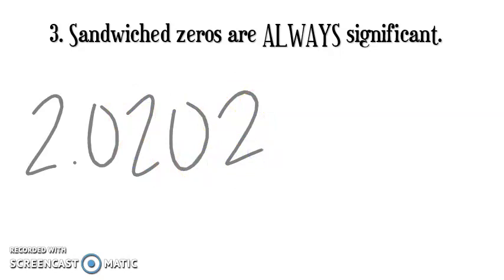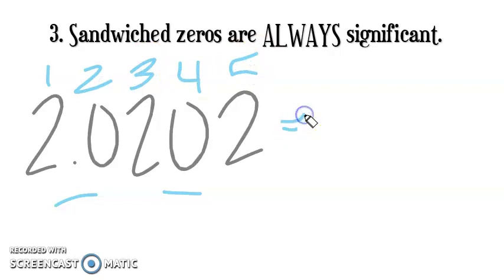Okay. If I had the number 2.0202, again, these zeros are sandwiched, and so they would be significant. So that would be 1, 2, 3, 4, 5. That's a 5. 5 sig figs.